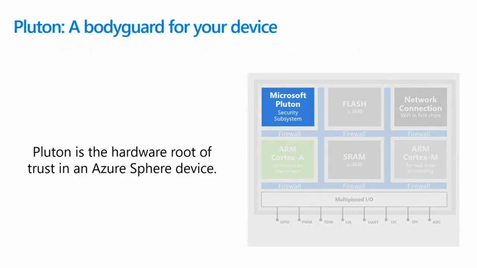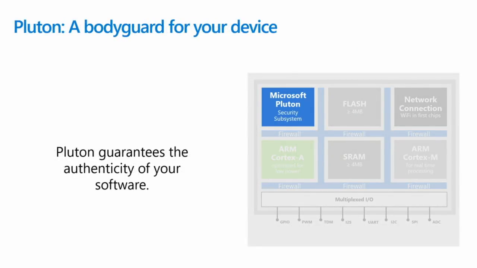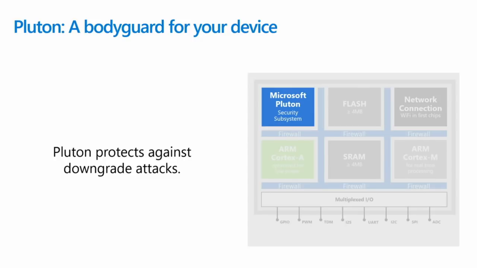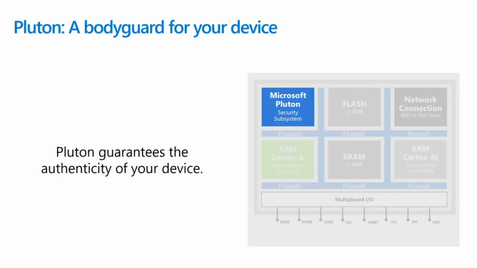So Pluton is the hardware to trust. What does it do? It guarantees the authenticity of your software, so it implements secure boot through ECDSA. It protects against downgrade attacks, so it has the ability to, through fuses, protect against an old but buggy version of software ever being run on the device. Protects the authenticity of the device itself, so it has its own cryptographically based identity, which means you can always tell when the device connects whether it is who it says it is.